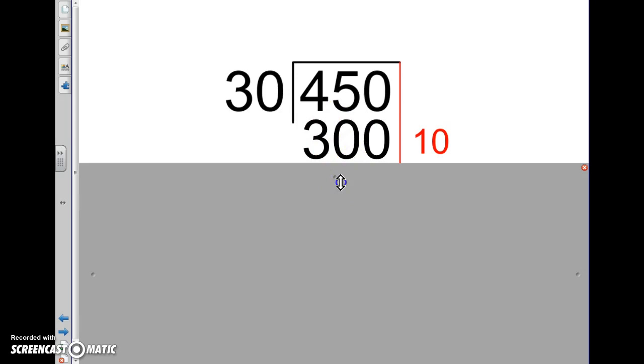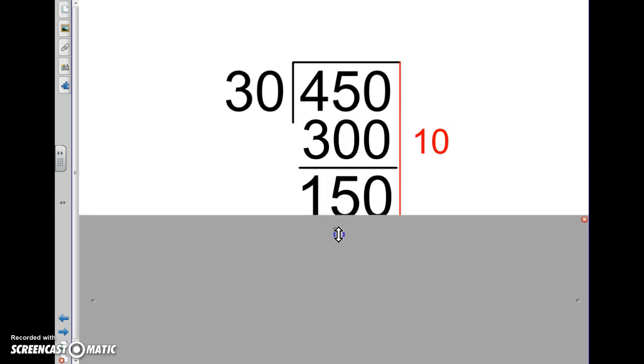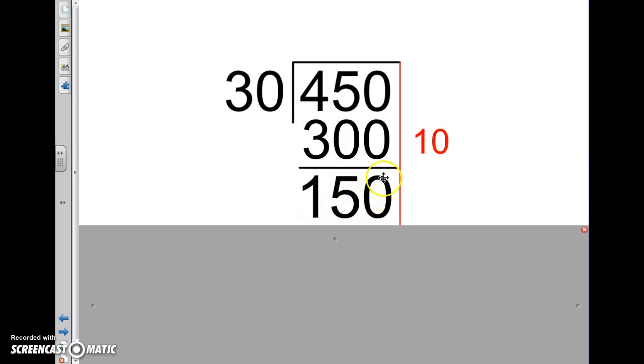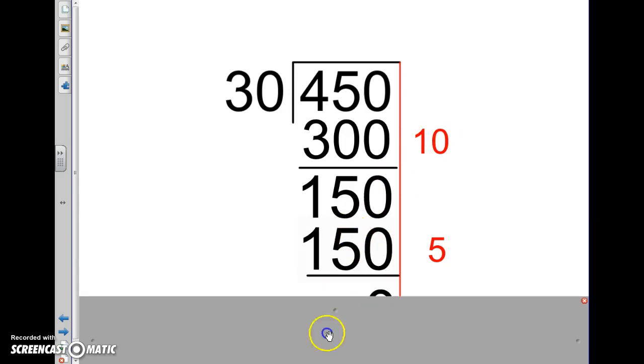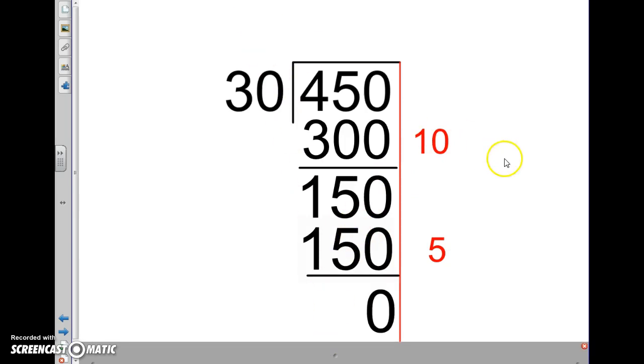The 10th multiple is 300. I'm going to subtract that to find the difference. I get 150, and check that out. I know that 150 is half of 300, so that means that half of the 10th multiple would be the 5th multiple. It's going to be 150. I have nothing left. And that means, whoops, that the quotient is going to be 15.